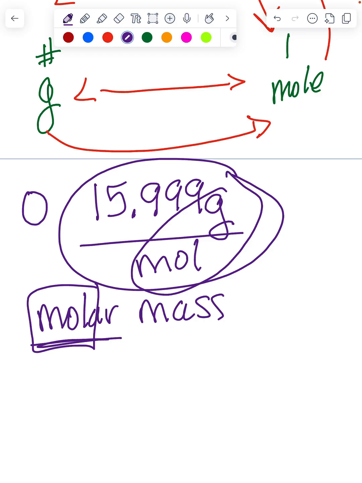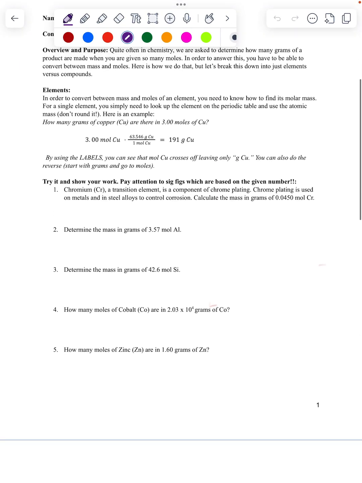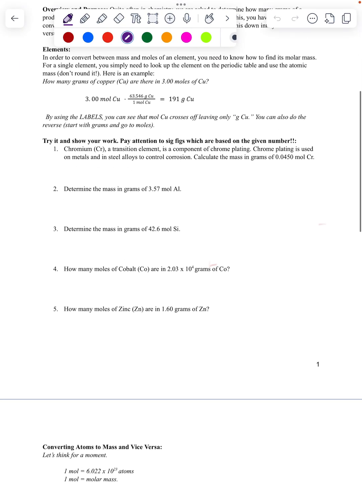All right, that's kind of the preliminary stuff. Let's go take a look at your worksheet. I want to do number 1 with you. And I'm going to write kind of all over my screen because, as you can see, I don't have a lot of room to write.